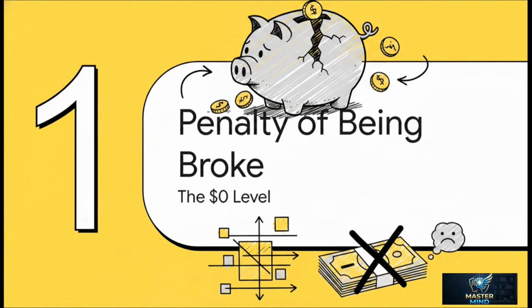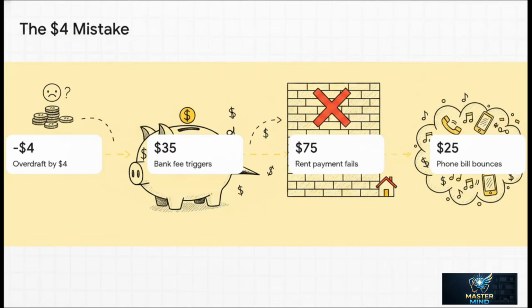Phase 1. The penalty of being broke. Let's walk through exactly how this cascades, because it happens so incredibly fast. It starts with that tiny $4 mistake. Instantly, an algorithm triggers a $35 bank fee. Think about that for a second. The fee is literally almost 10 times bigger than the mistake itself. Then, because your balance is now sitting even further in the negative, your rent payment fails the very next morning. Boom. Your landlord charges you a $75 late fee. Then your automatic phone bill bounces, adding another $25 penalty.